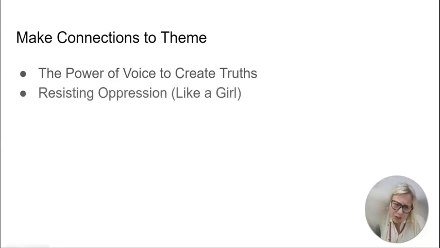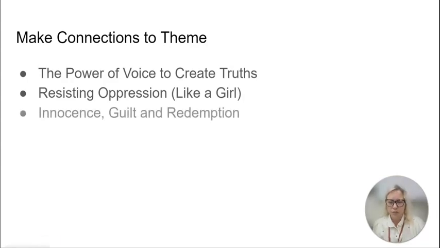Resisting oppression, maybe that goes hand in hand with what I just said, that she can try to resist the oppression of Gilead. She can try to subvert their control over her by controlling how she's going to tell her own story, the order in which she tells it, what she chooses to remember, and what she chooses to focus on.